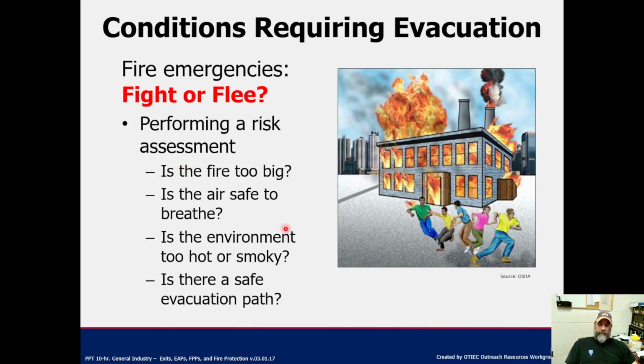Obviously, the entire area's fire is too big. Do you stay or do you flee? Can you breathe? Is it a situation where there's a chemical fire that you may not be able to breathe safely in that area? Obviously, you've got to get out of there.